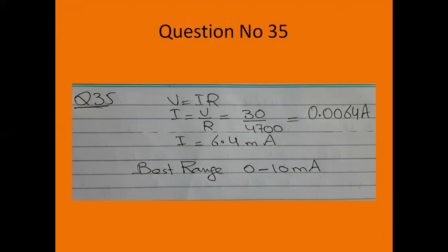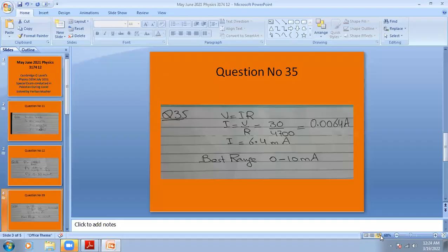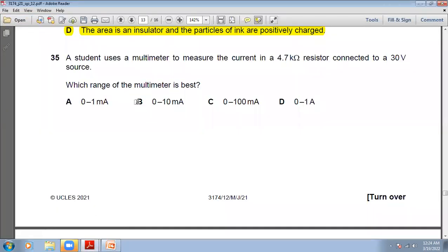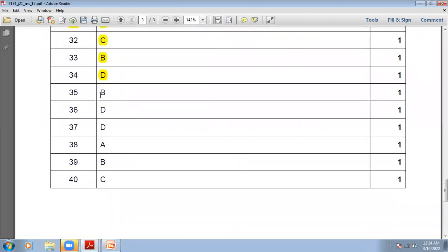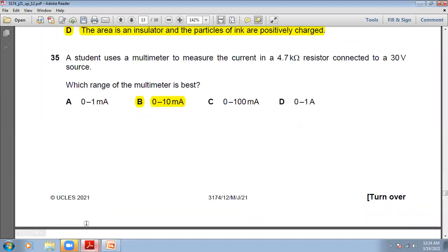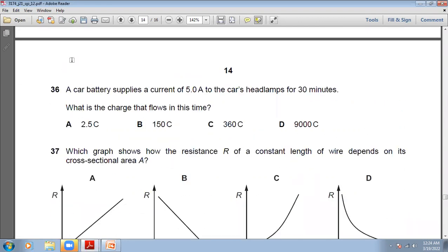And the best range for the ammeter will be from 0 to 10 milliampere. That will be the best range to measure this current. So I think B is the right option. Question number 35. B is the right option, sir.